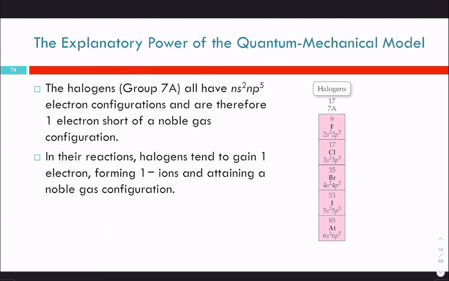This also works on the other side of the periodic table with the halogens. So this is group 7A, which I had you memorize as all having 1- charges. The reason they have 1- charges is if they can gain 1 more electron, they'll have a noble gas configuration, 8 valence shell electrons, but then they'll have 1 more electron than they do protons, and hence a 1- charge.